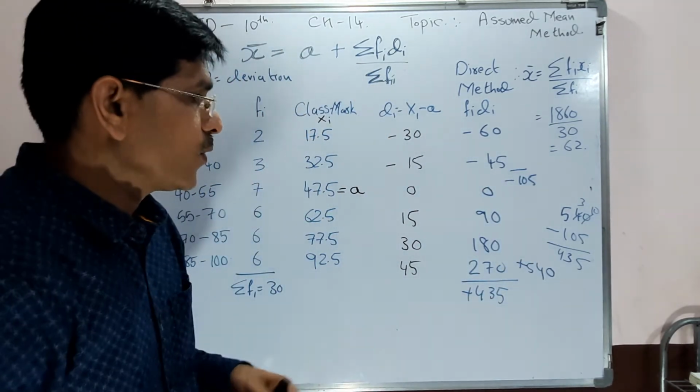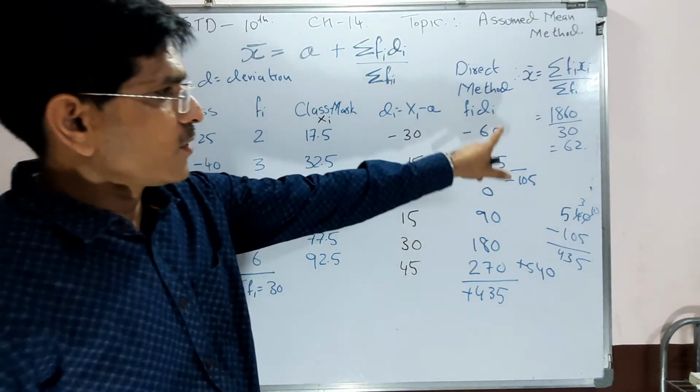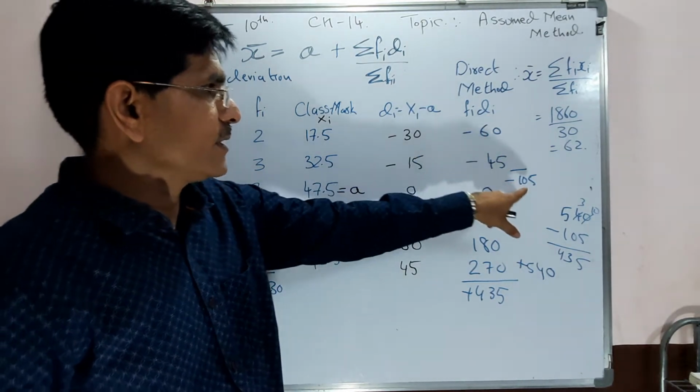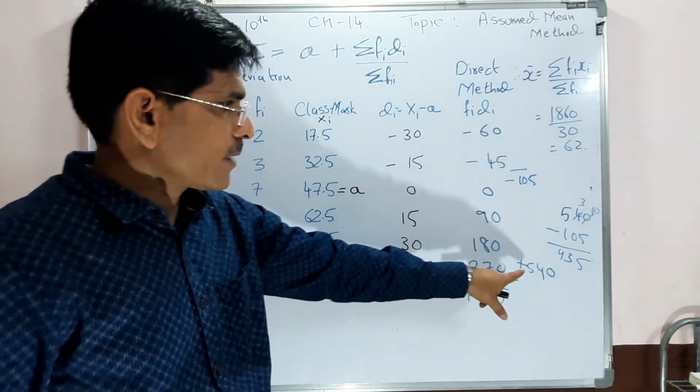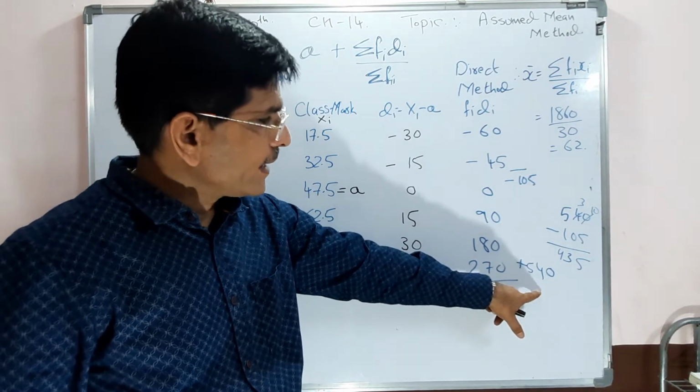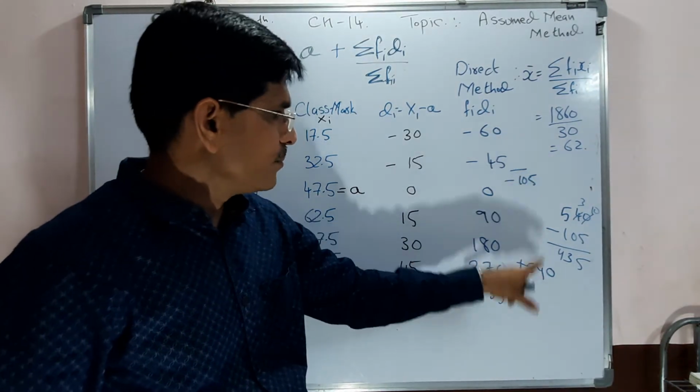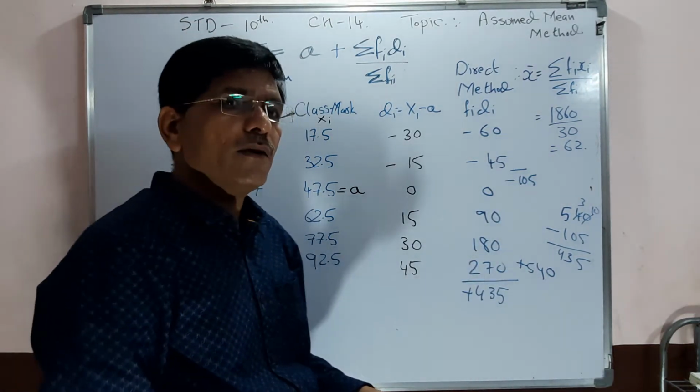Again I am explaining how we get 435. First of all, there are negative, negative terms, and the positive terms, first of all we have to add them. So 540. Now simplify, we get 435.